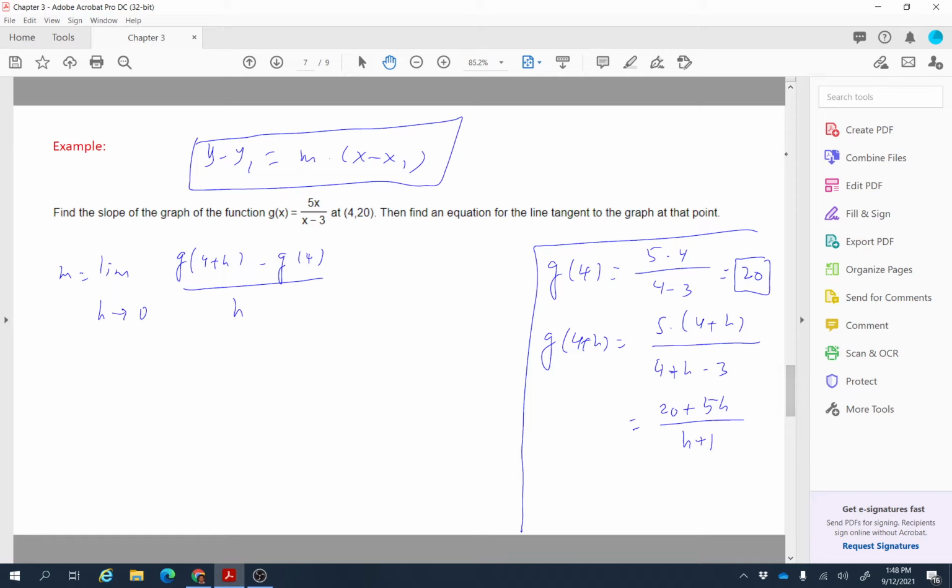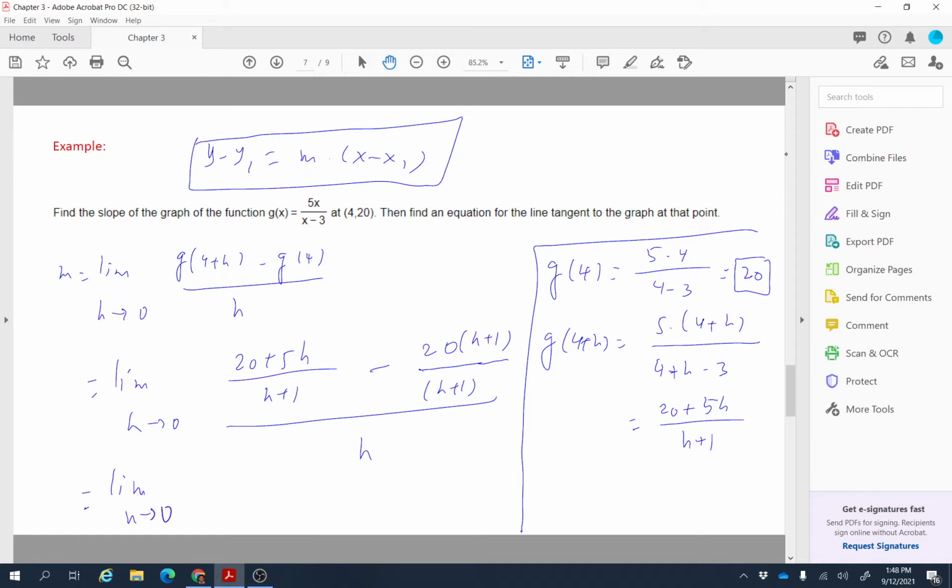Good. So g of 4 plus h is 20 plus 5h over h plus 1, and then g of 4 is 20. So you have to simplify this. We can make the same denominator by multiplying the numerator and denominator by h plus 1. By doing that, because they have the same denominator h plus 1, we can just write down 20 plus 5h minus, distribute this, 20h minus 20 over h plus 1.